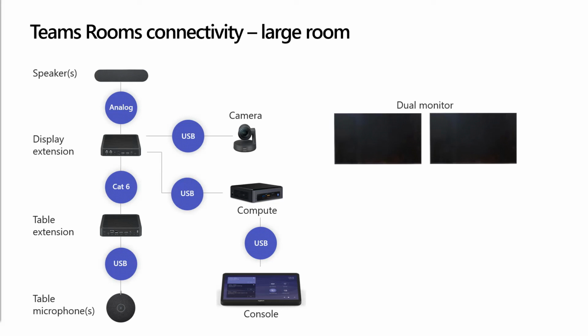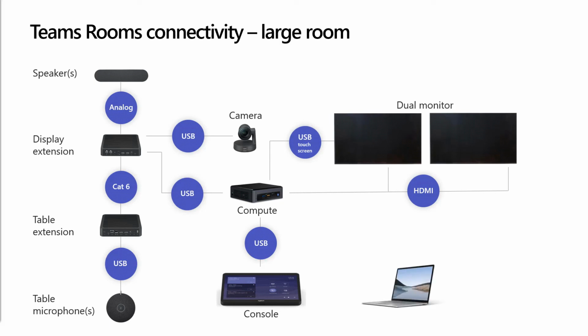In this larger room, we'll have dual monitor. Both of those monitors connect to compute with HDMI, so that would be 2 HDMI cables. And then one of those monitors would be enabled for USB touchscreen as well. We can share a laptop screen directly into a meeting via an HDMI cable that's connected to the console. And why not? Let's add a content camera as well. And the content camera will connect to the compute module also with USB. As you can see, this is a much more complex configuration. Because of the ability to support these types of large, complex configurations, Teams Rooms can scale to the largest rooms that you have to maintain.